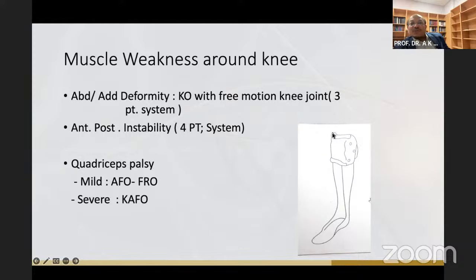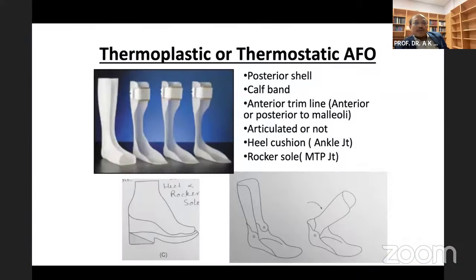So this is the below knee orthosis. If you use the classical orthosis, you have to give the KAFO, so you have to go above the knee. But in this case, as it is a quadriceps paralysis, by the below knee orthosis we can easily manage to help the patient walk. So this is the importance of the FRO. Now see, these are the different types of FRO. Then this is the ankle foot orthosis.